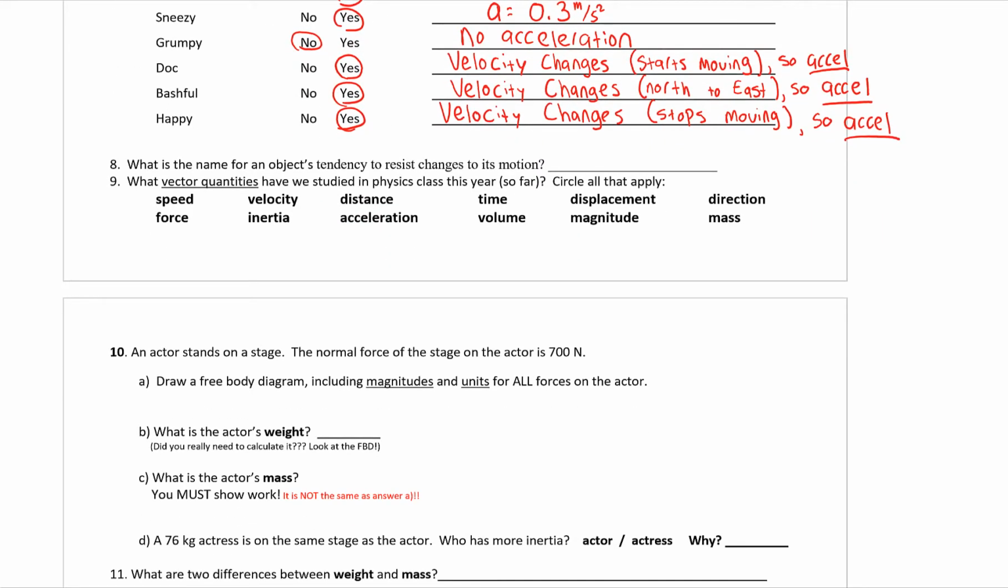Now, what is the name for an object's tendency to resist changes in its motion? This is a vocab word that's good to know. The definition of this tendency is inertia.